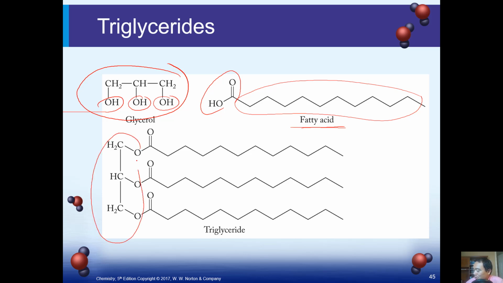Remember, waters are lost. So you actually have 3 molecules of this, then you lose 3 waters here. Okay, the compound that is formed is called a glyceride. That's a type of lipid. But yeah, we have other different types of lipids.